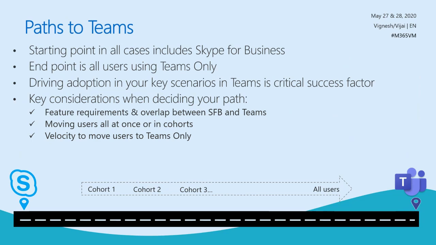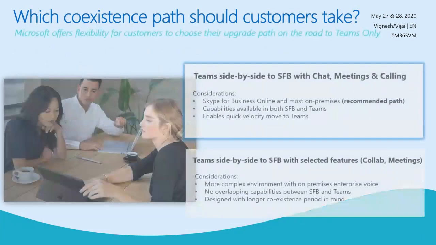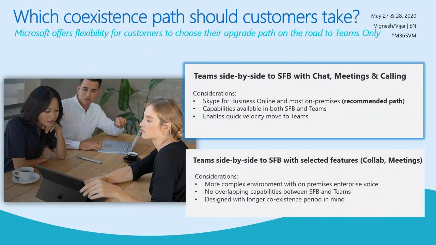Again, whatever we are discussing here depends on case to case or scenario to scenario, based on the number of users in the organization and the current platform. So it differs. These are just suggestions based on experience from customers. So which coexistence path should a customer take? Whatever we are seeing in the slide is basically a summary of what we are going to discuss in the other slides.